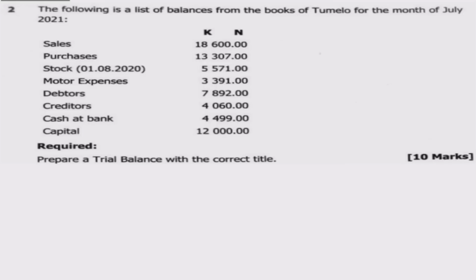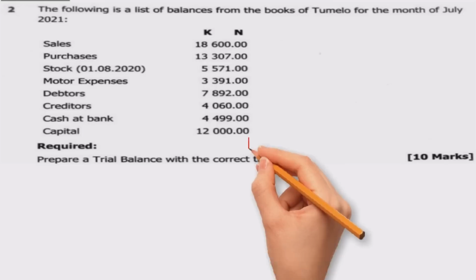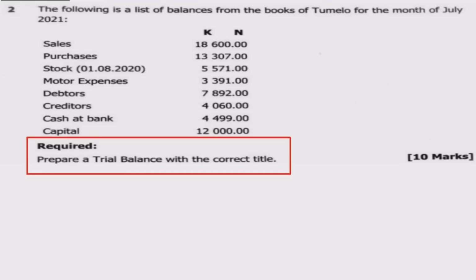Stock, that is on 1st August 2020, it was 5,771. Motor expenses, that is 3,391. Debtors, that is 7,892. Creditors, 4,060 kwacha. Cash at bank, 4,499. Capital, that is 12,000 kwacha. Okay, so the actual question, what we are required to do is to prepare a trial balance with the correct title.